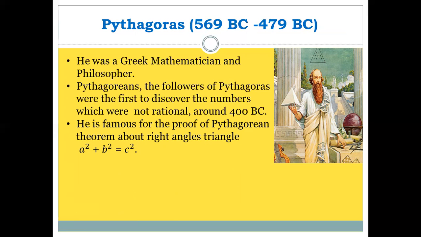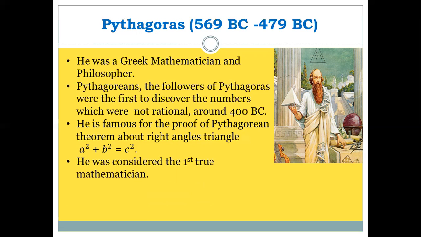He is famous for the proof of the Pythagorean theorem about the right angle triangle. As we all know, within a right angle triangle, the hypotenuse square is equal to the sum of the squares of the other two sides, base and perpendicular. So this is a very famous geometrical theorem, that is a square plus b square is equal to c square.